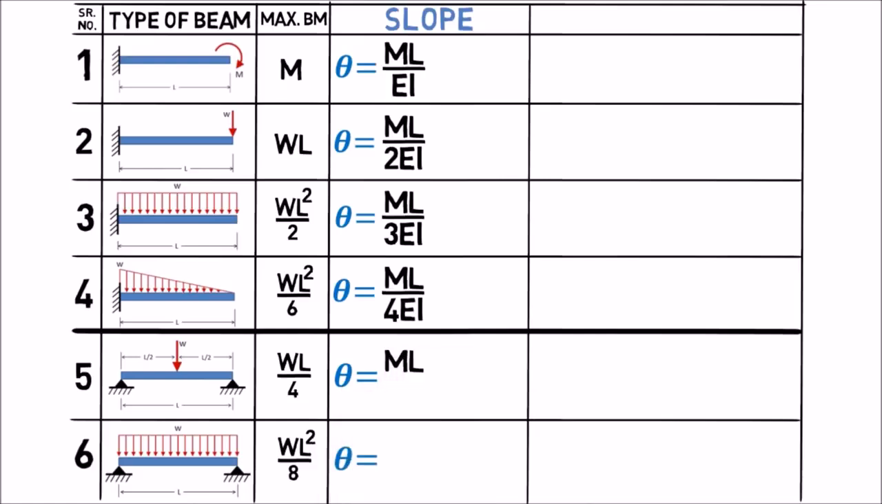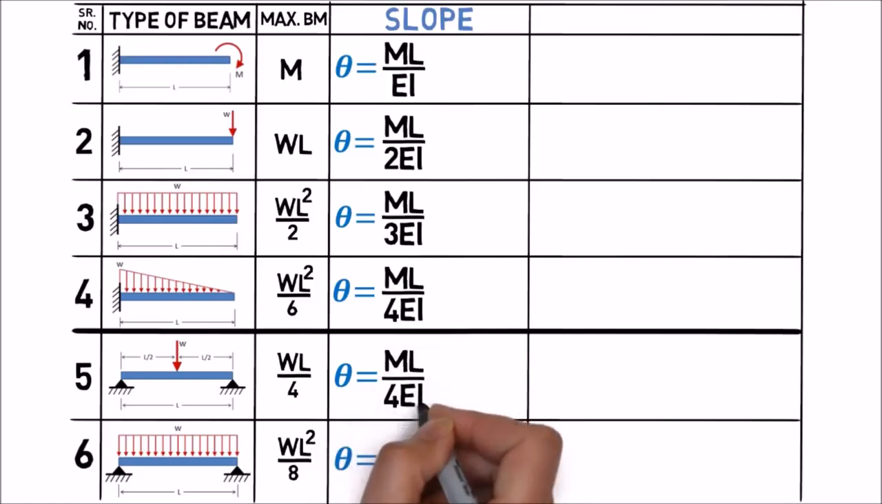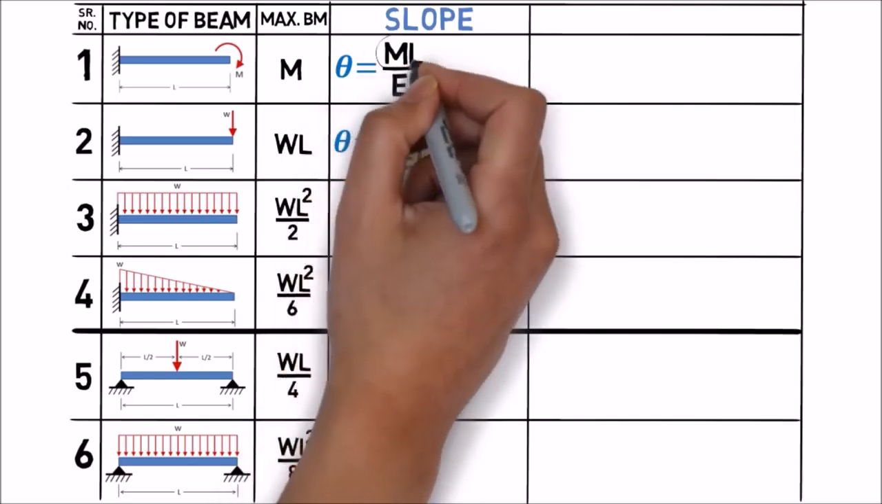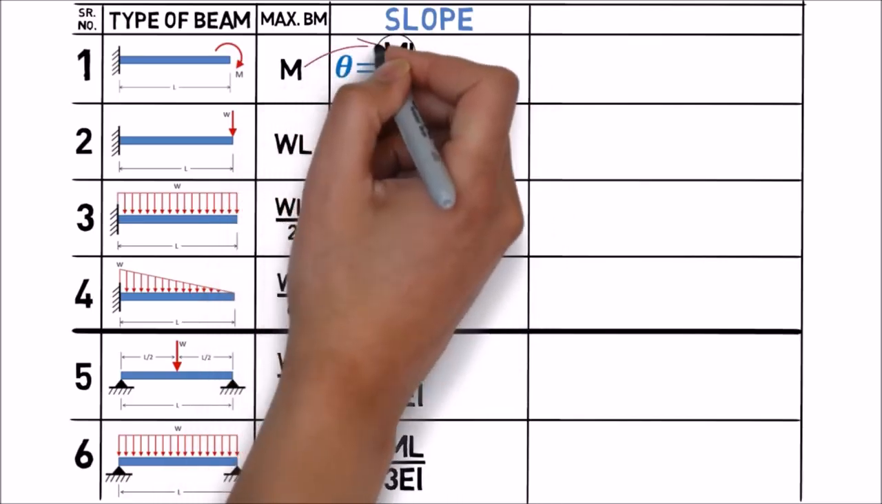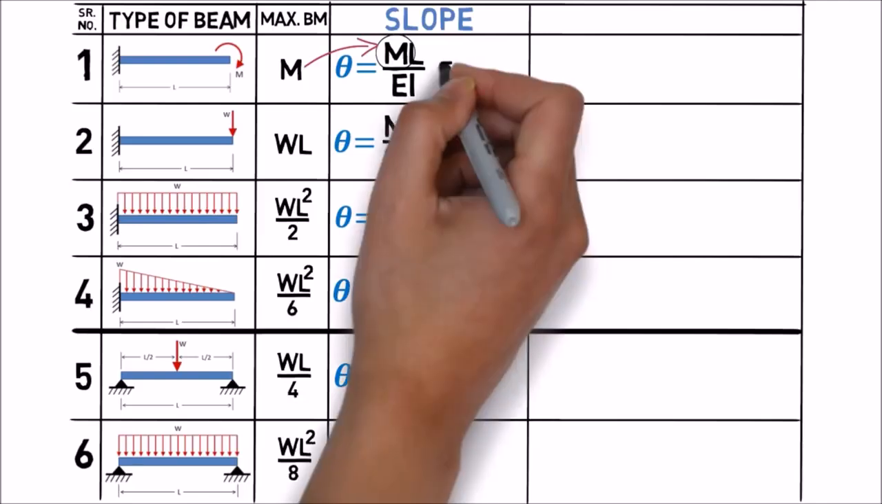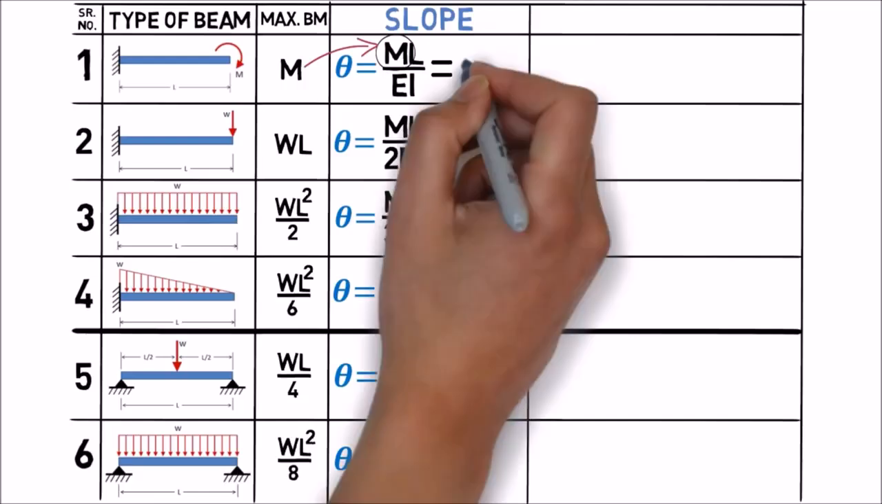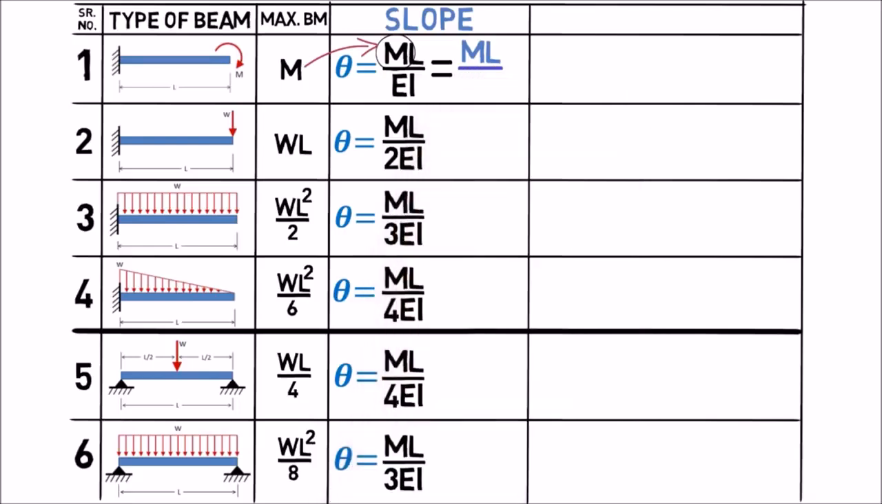Now for simply supported beam, reverse the order. ML by 4EI, ML by 3EI. Now only thing you need to do is replace M with maximum bending moment, which will give you the formula for slope. Now in the formula of ML by EI, replace M by maximum bending moment. So in the first case, M itself is the maximum bending moment, hence the slope of first case will be ML by EI.